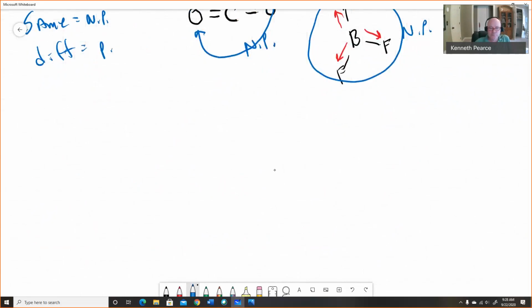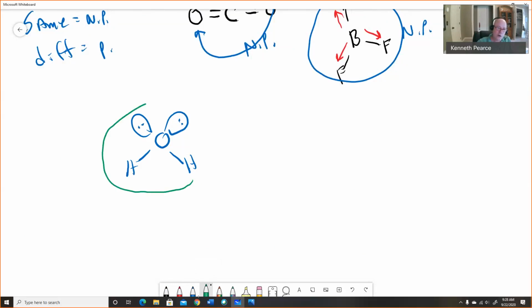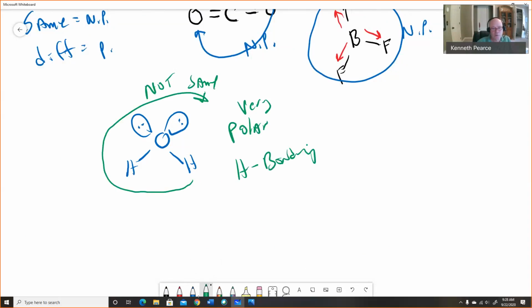Let's take a look at, say, water. Water has two hydrogens and an oxygen. It also has two lone pairs. I like to say the water looks kind of like it's got bunny ears. So is water nonpolar or polar? And if you look around, you see that hydrogen, hydrogen, lone pairs, this is not the same. So water is very polar. And it's very polar because it has hydrogen bonding, which is the OH. Okay, water is very polar.